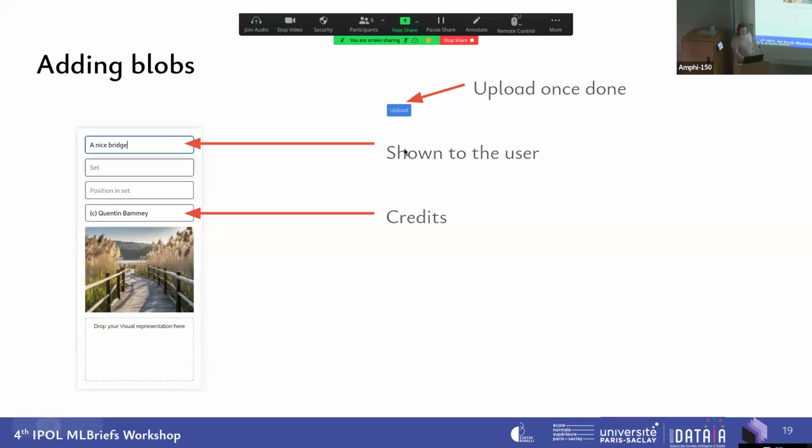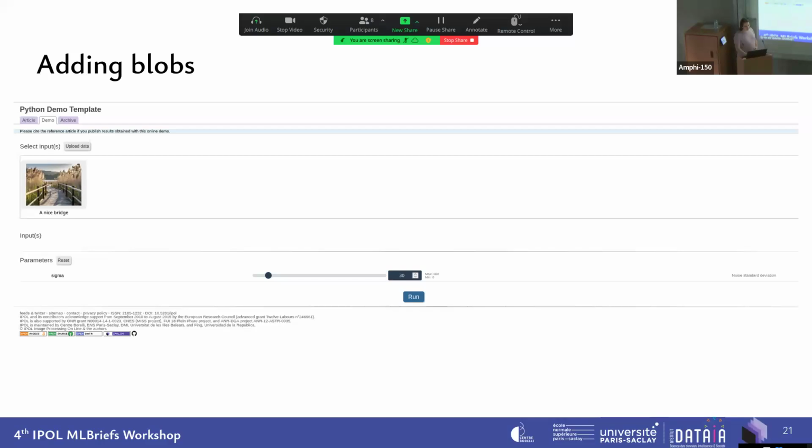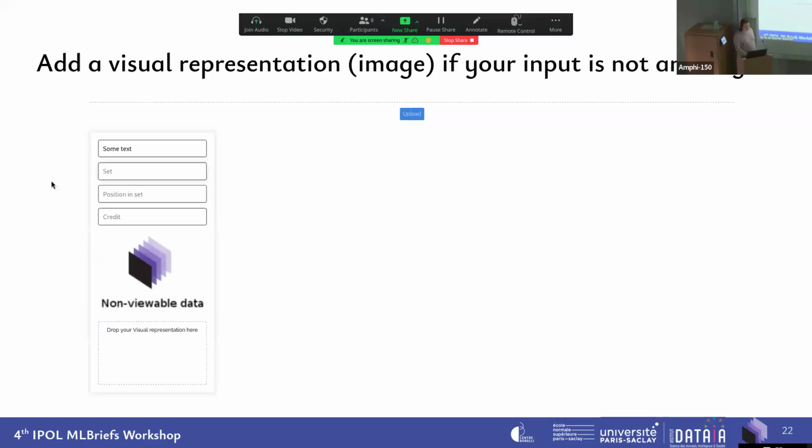Then, once you're done, you just click Upload. You can also add several blobs at a time, like here. As you will see, the title is automatically replaced with the file name. In most cases, you will want to rewrite it to something more legible, unless your file name is already good. And when you go back to the demo, you will see the example, and now people can just click on it and use it as their own data.